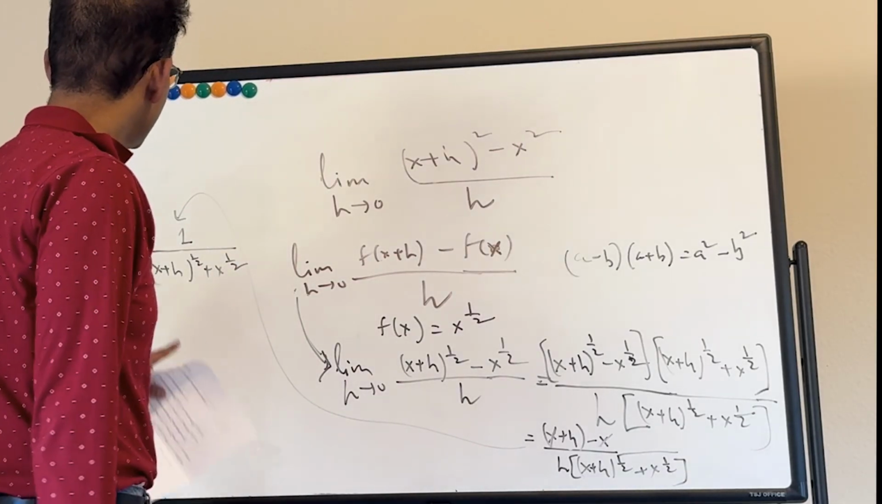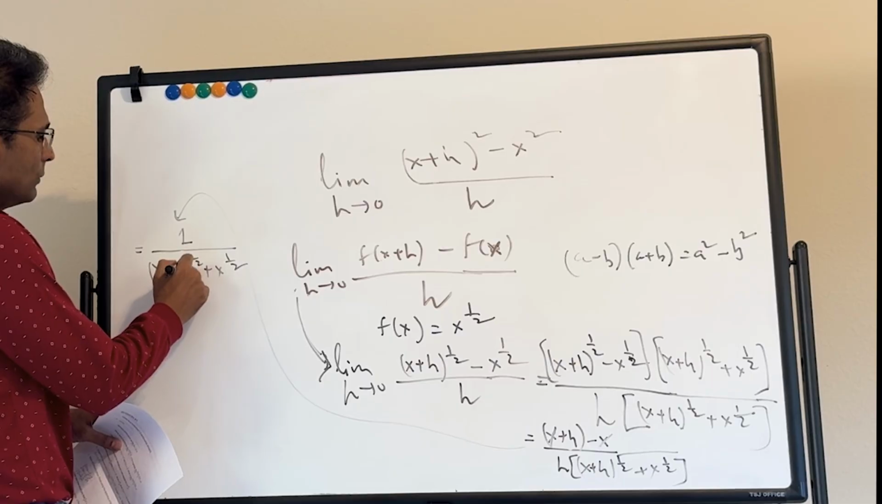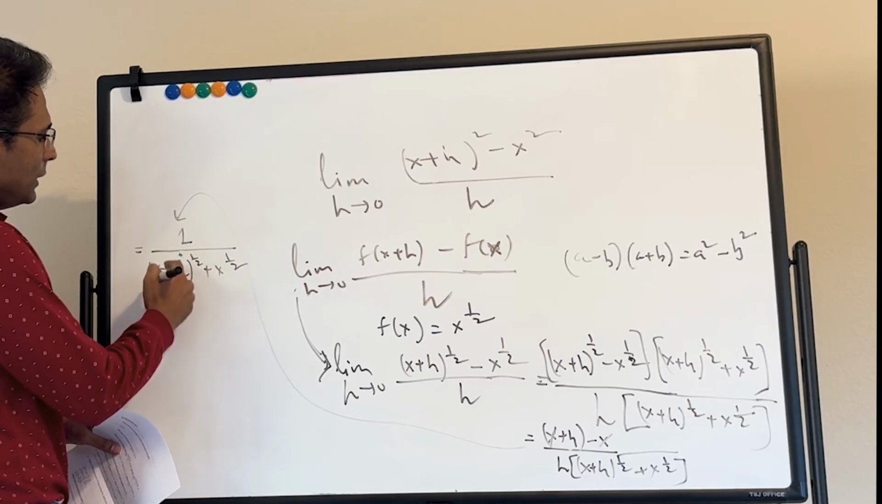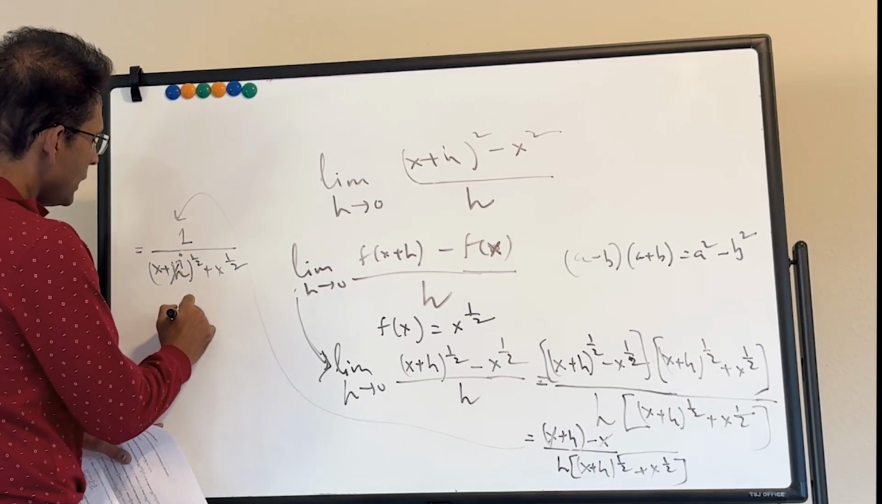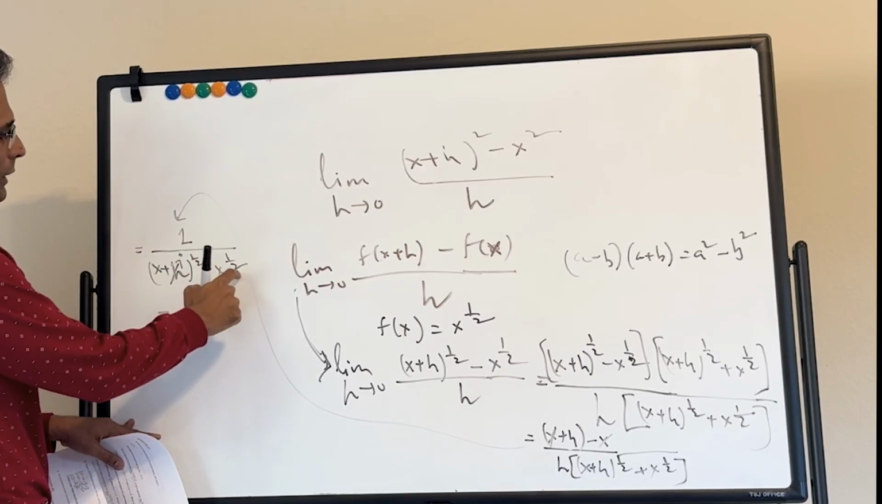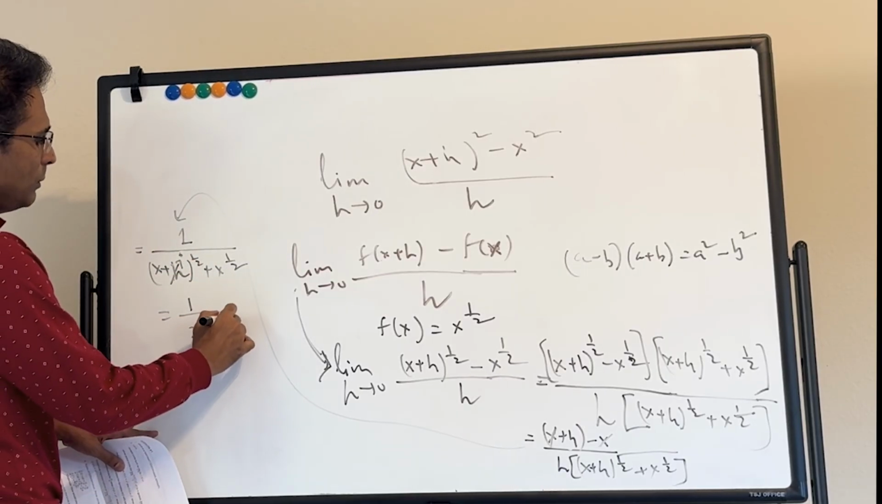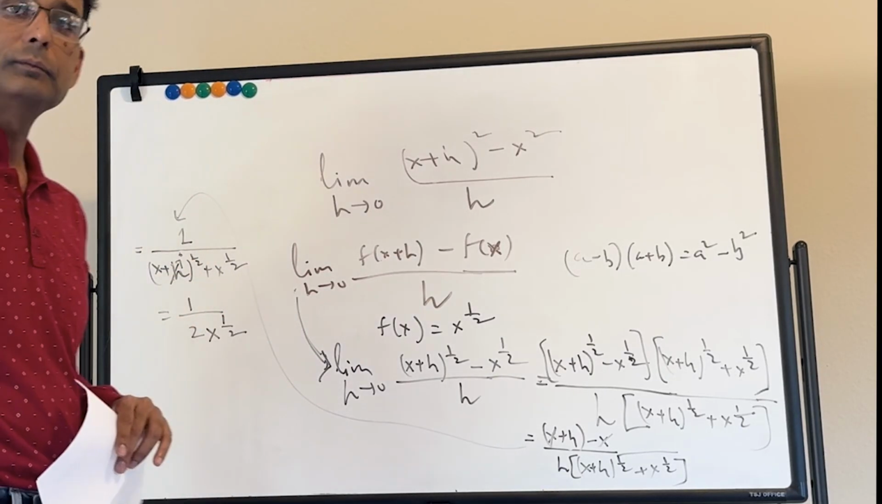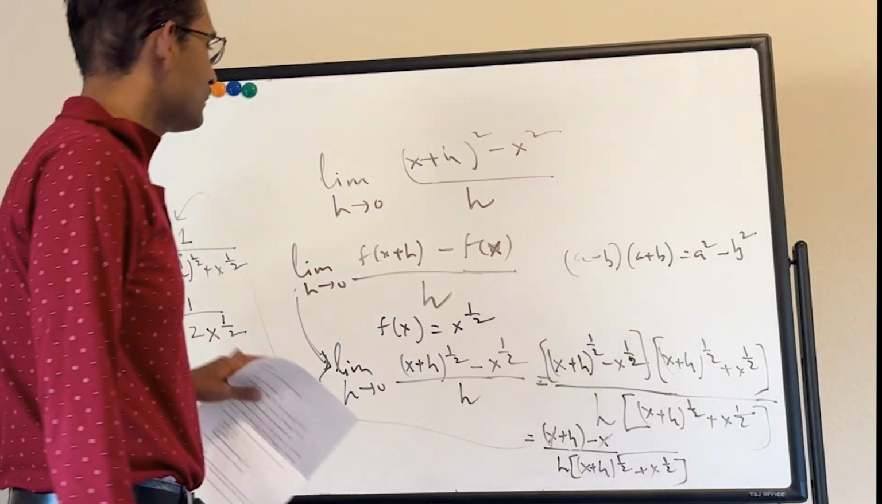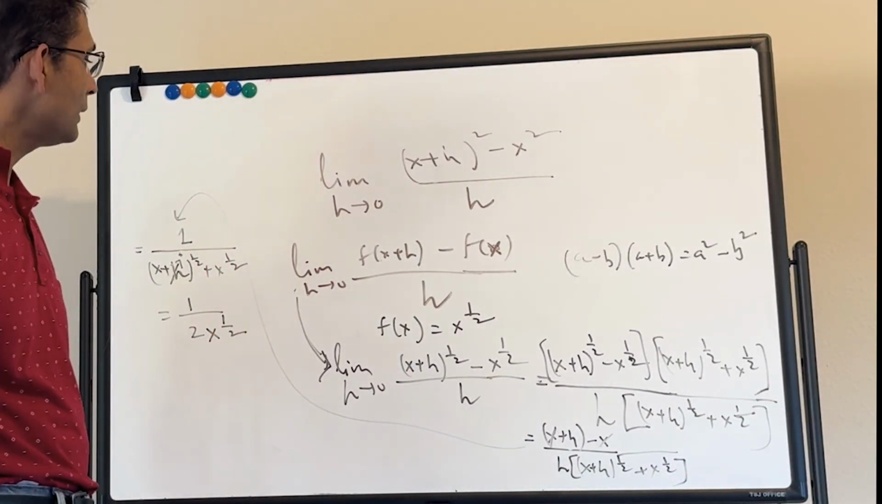And now I'll set h to 0. That's what you do in these problems. If I set h to 0, I have 1 divided by x to the half and then another x to the half, so 1 divided by 2x to the half. So now we are ready to make a general observation.